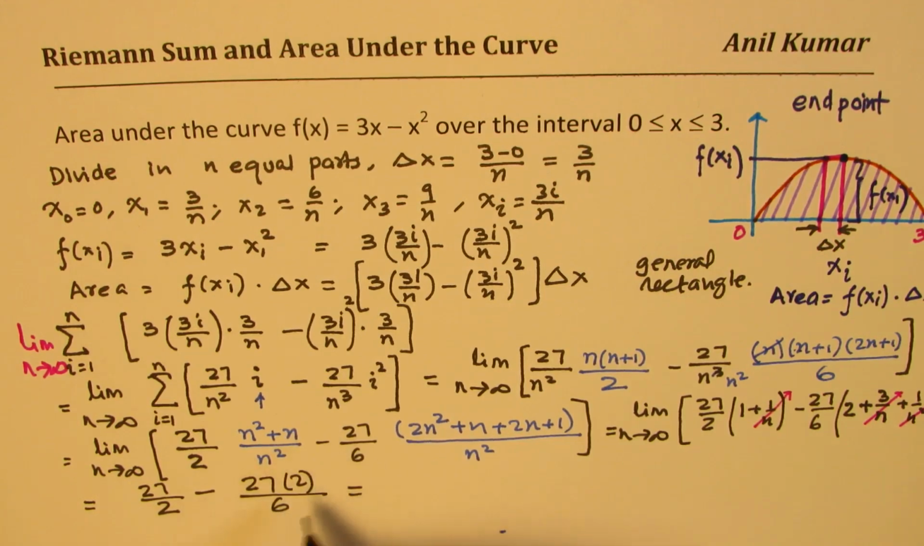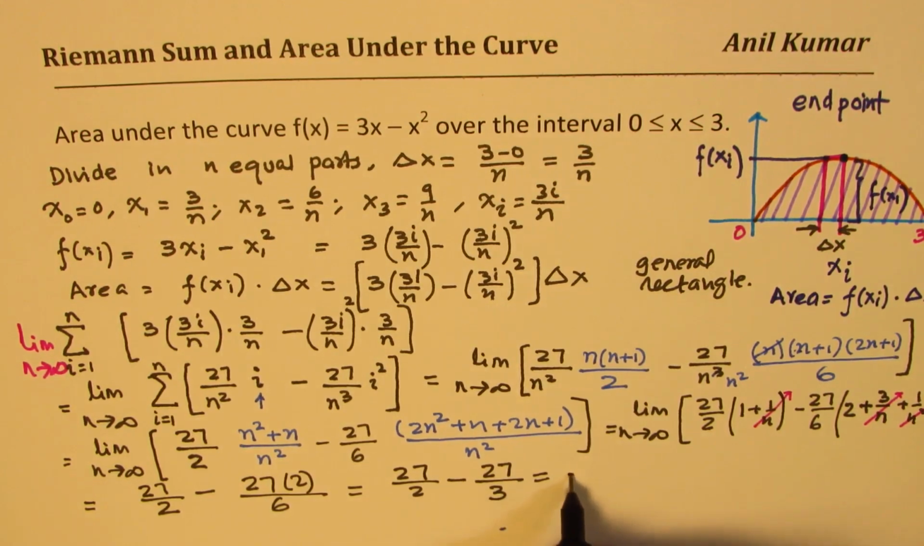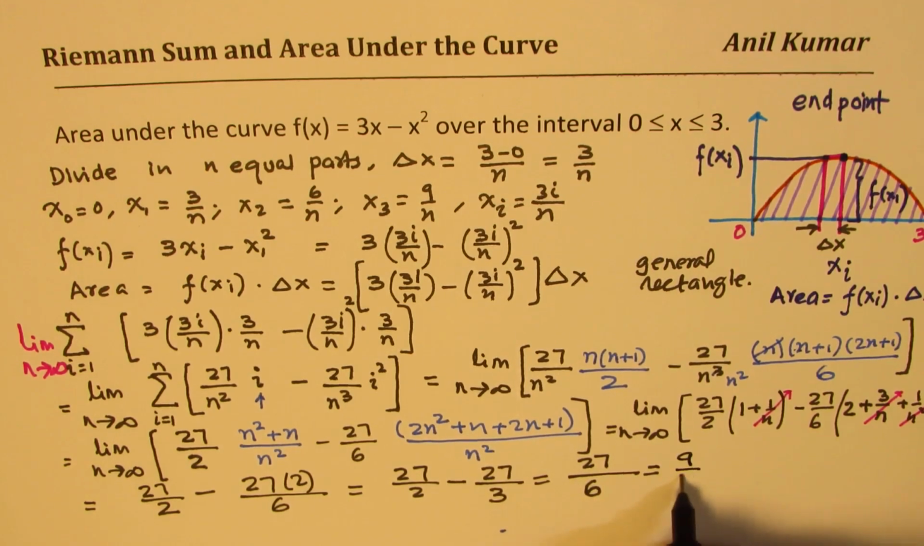So now we could actually simplify this. Let me rewrite this: 27 over 2 minus 27 over 3. So we get 6 as the common denominator, and 3 times 27 minus 2 times 27 will give us 27. You can now divide by 3: 3 times 9 over 2. So the area under this curve is 9 over 2, or 4.5 units square.